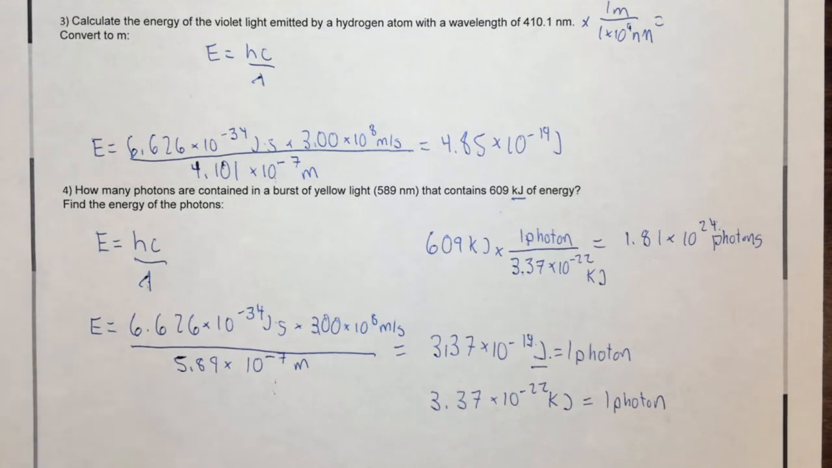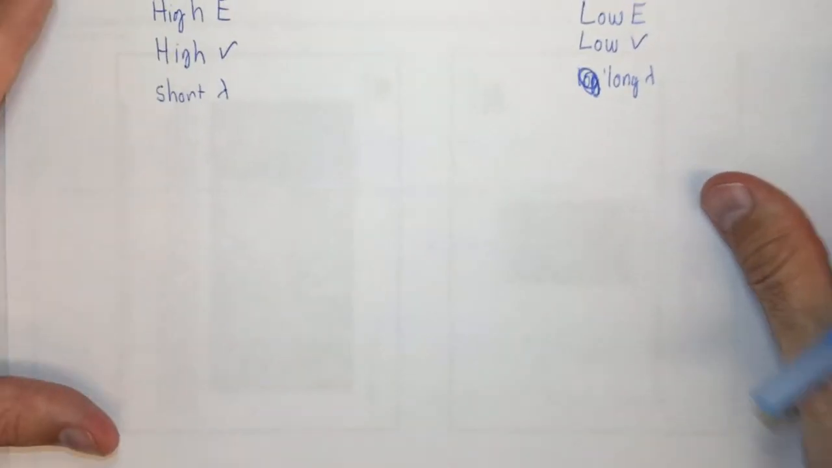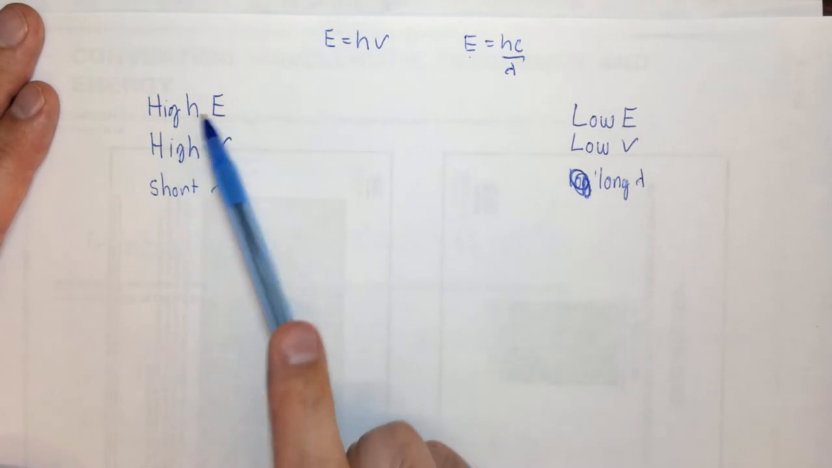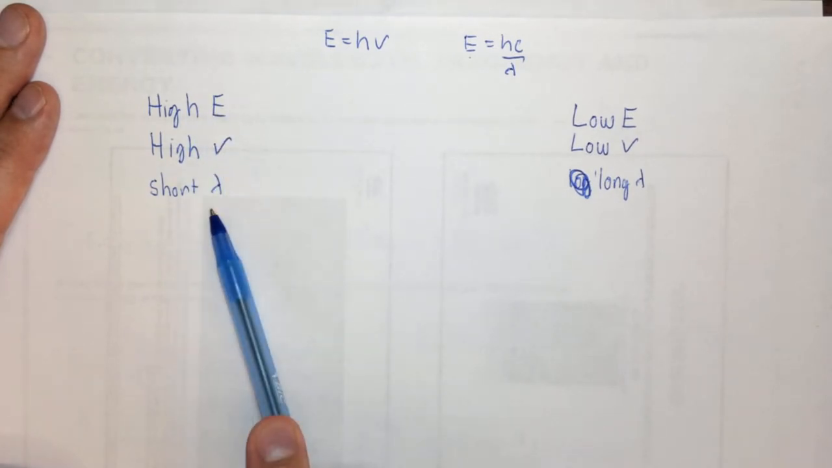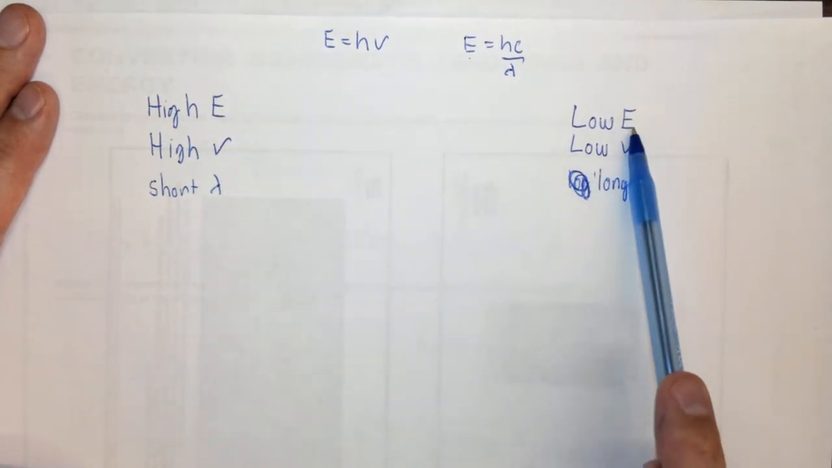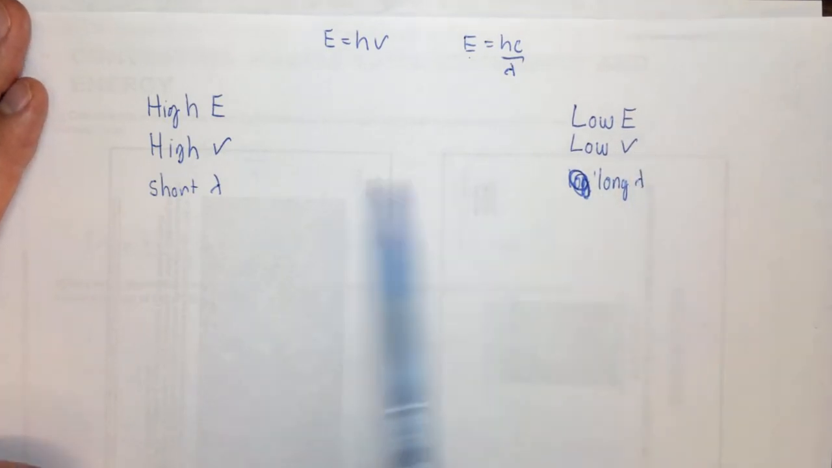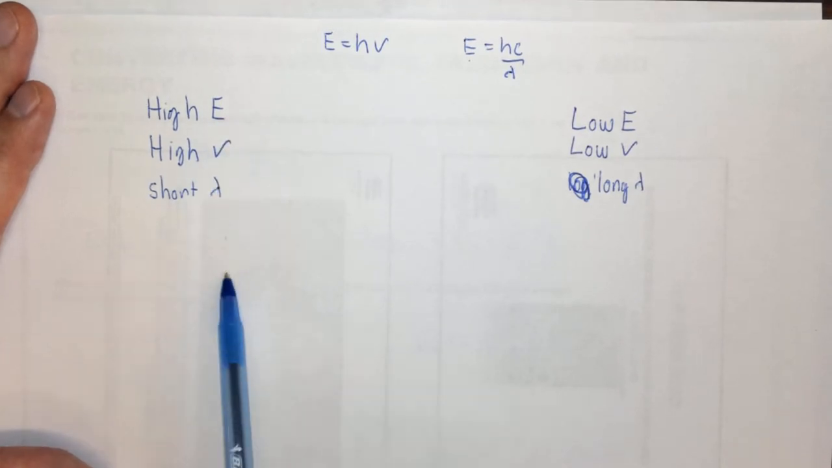And I just want to one more time bring it back to the other idea, which I can't seem to find here, that there is a relationship between energy, frequency, and wavelength. If something is high energy, it's high frequency and short wavelength. If it's low energy, it's low frequency and long wavelength. So if I know one variable, I can calculate the other two.